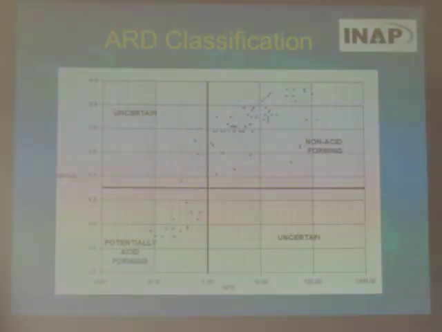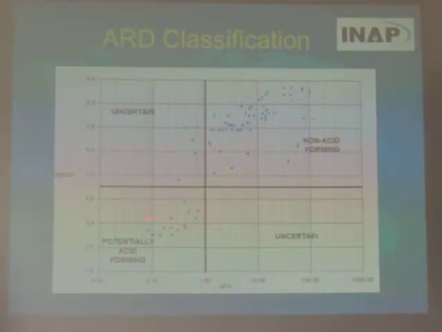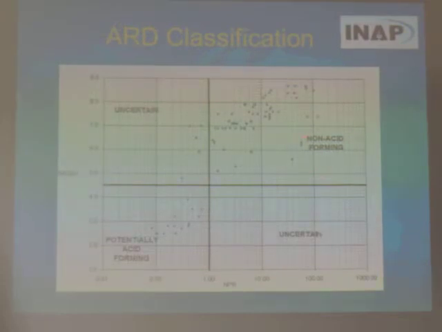And this is just another way of depicting where your problem areas are relative to NPR, neutralization potential ratio, and pH in terms of potentially acid-forming conditions versus non-acid-forming conditions.